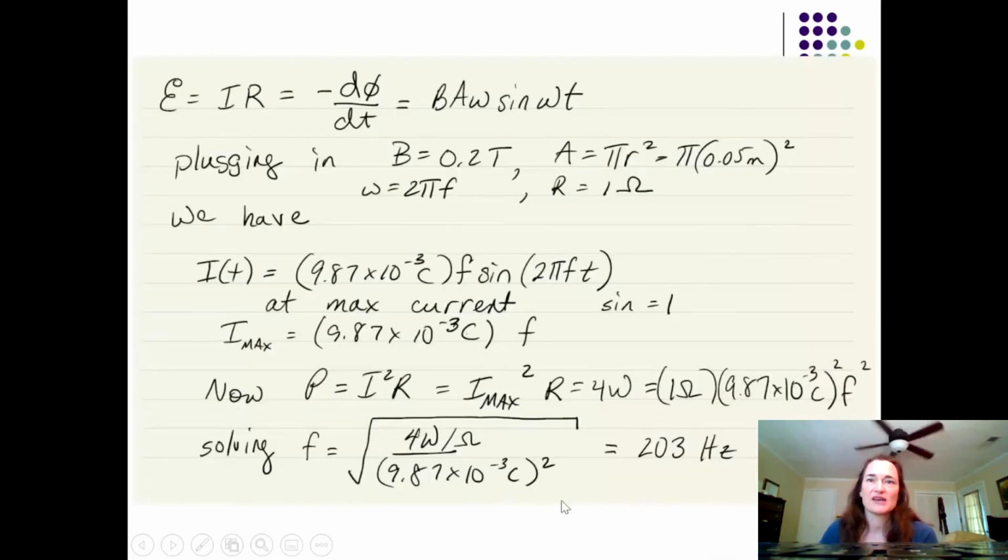Oh, the problem also asks if that's feasible. No. I don't think that you're going to be able to turn a hand crank generator 203 times per second. Do you? No. So you can tell your friend not to waste his time.